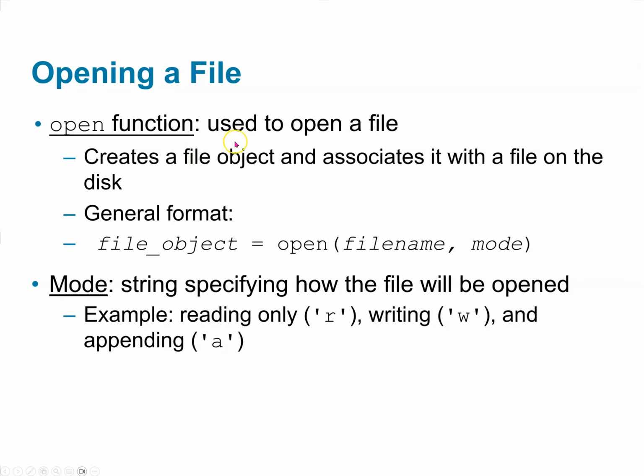To open a file, we use the open function. It creates a file object and associates it with a file on the disk. The general format is file object equals open, give it the file name, and then mode. Mode specifies how the file will be opened. You can open it for reading, writing, and appending.